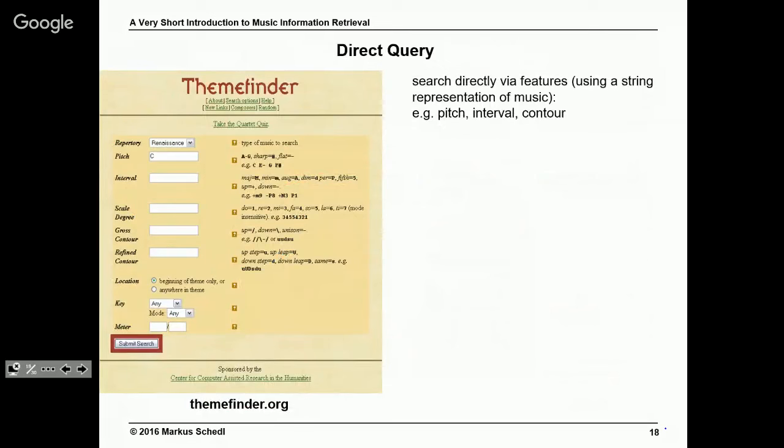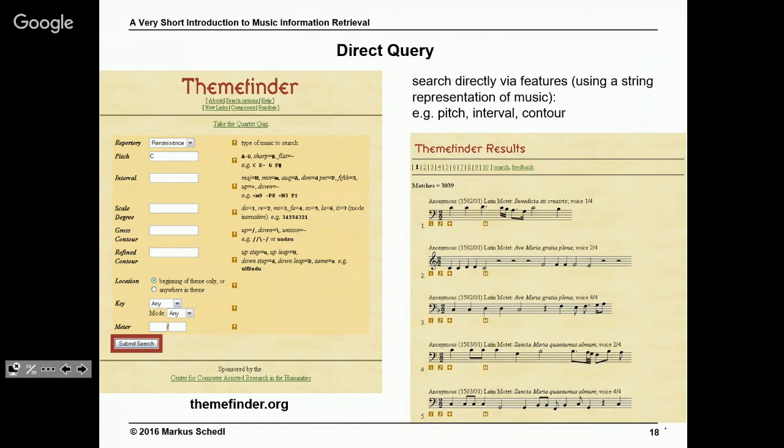So that much for the browsing. The next querying strategy I'd like to tell you more about is direct querying. Remember, this means that the input is the features themselves, which are extracted or stored for the individual tracks, and you use as input the same representation as in the analysis step.